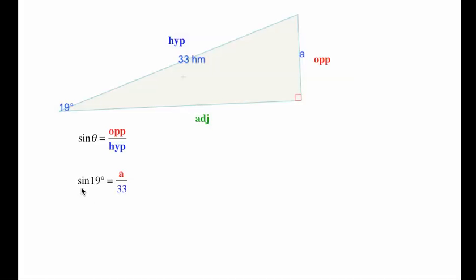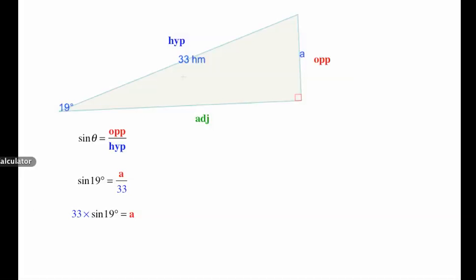We can figure out what the sine of 19 is by looking that up in a calculator or in a trig table, but we're going to use a calculator. So the sine of 19 is going to be our unknown A over 33. We can just cross multiply the 33, so we get 33 times the sine of 19 degrees is A. And that's it. So let's go and do that.